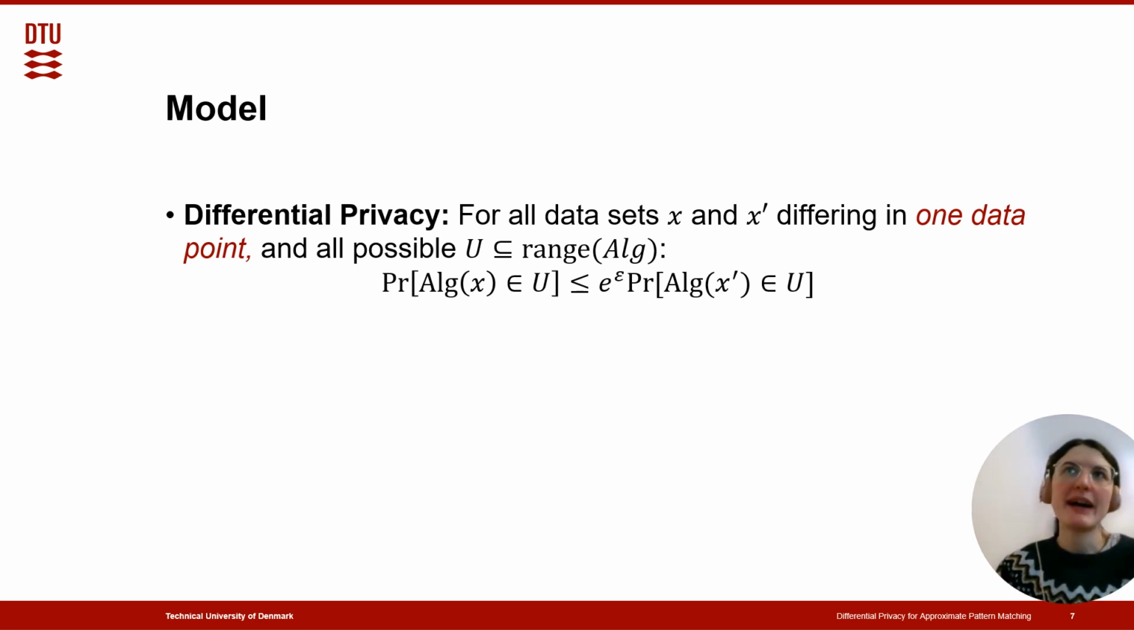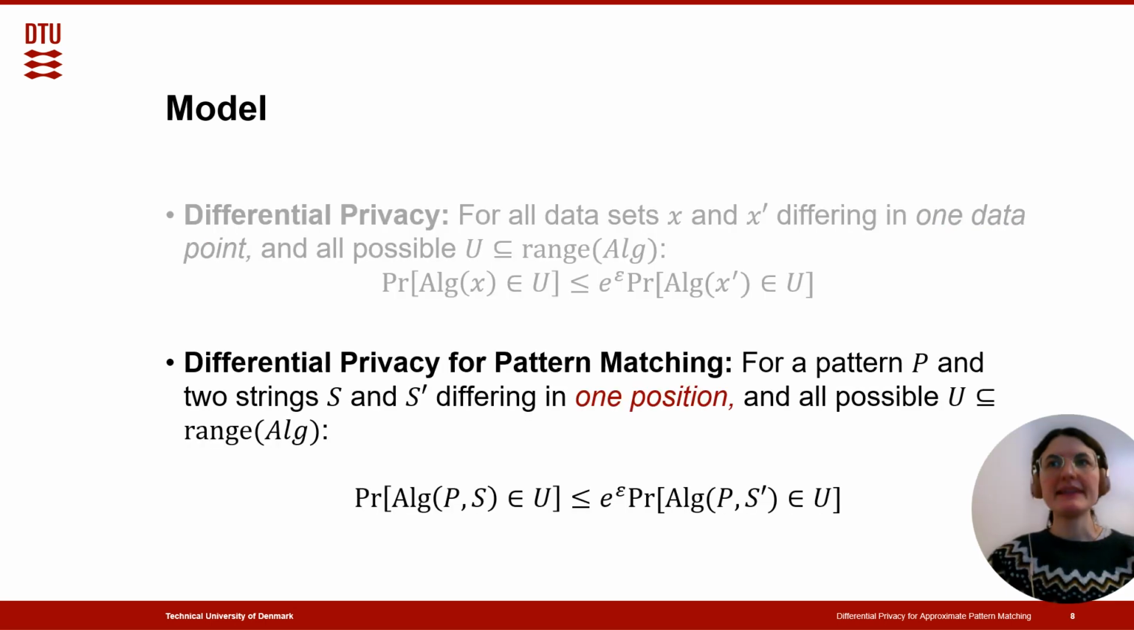To define differential privacy for strings, we then need to define what it means that they differ in one data point. In the definition we use in this paper, we define this as 2 strings differing in one position. So this means we want to have close output distributions for strings that differ in one position.